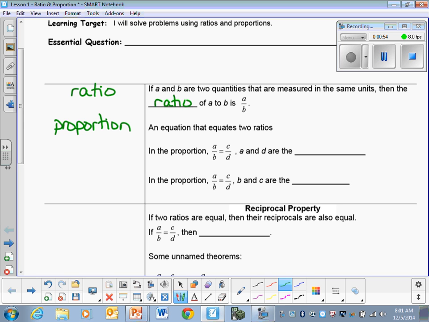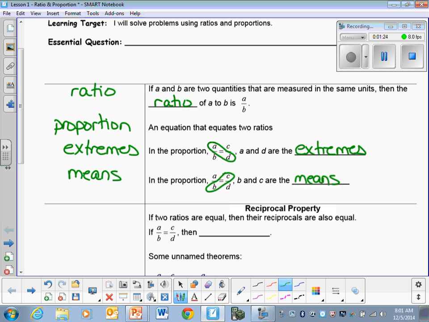All right, here's some vocabulary dealing with proportions that you probably haven't seen before. In the proportion A over B equals C over D, A and D are the extremes. B and C are the means. So we have extremes and means. In order to remember which one is which, I look at alphabetical order, extreme and mean. E is first, so the top first number is where the extremes start, and it's on the diagonal.